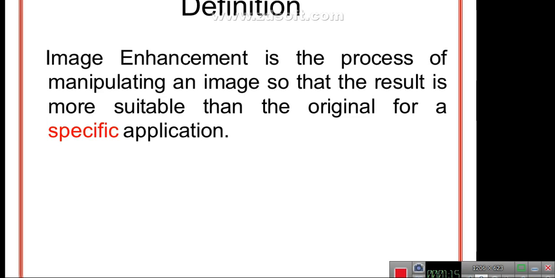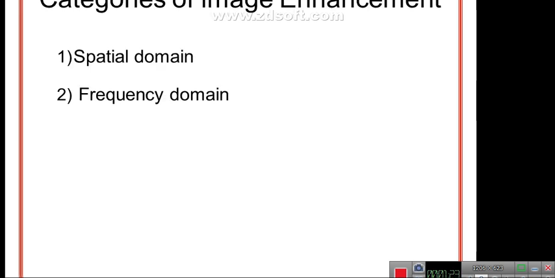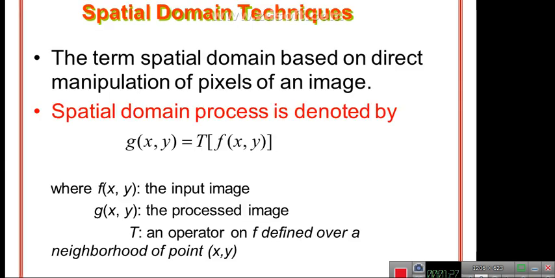So image enhancement is the process of manipulating an image so that the result is more suitable than the original image for specific applications. In image enhancement, two categories are there: one is spatial domain and another one is frequency domain. In the spatial domain techniques, the term spatial domain is based on direct manipulation of pixels of an image. So in an image, the pixels are manipulated directly.